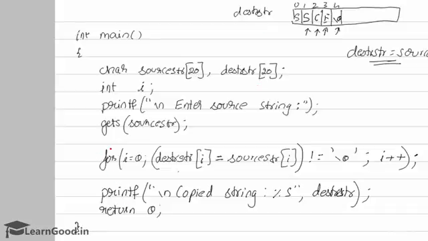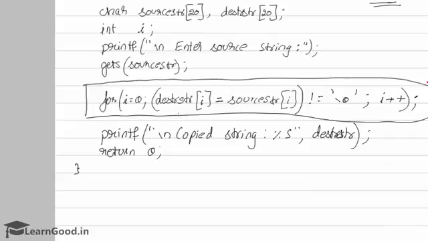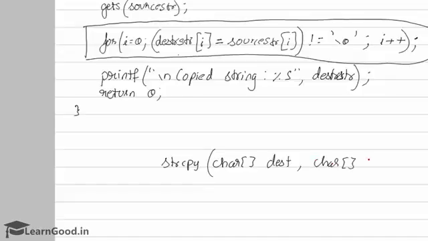Fine. We have written code for copying character by character. Instead of doing that, you can use a library function. There is a library function to copy a string from one string variable to another string. The library function name is strcpy. The syntax is that you first give the character array that is the destination string, and then the character array which is the source.